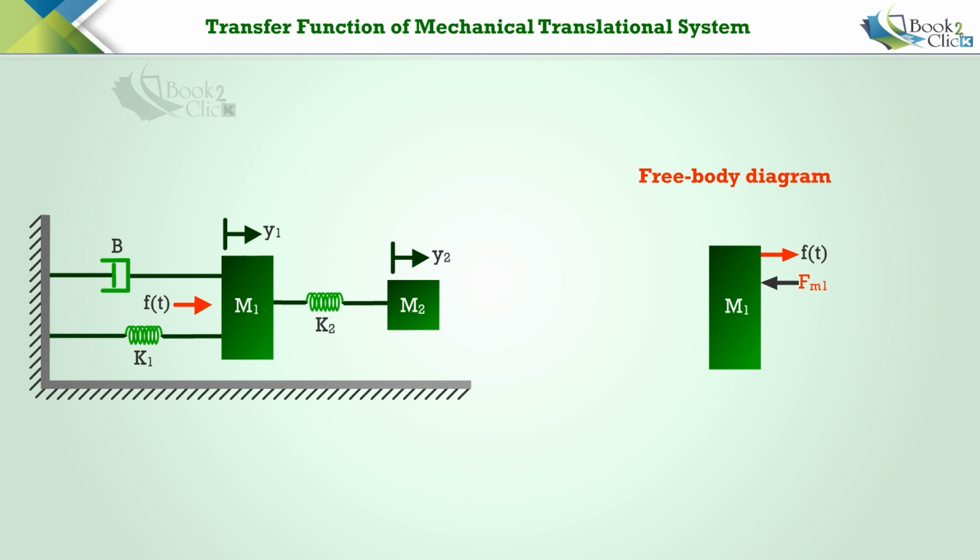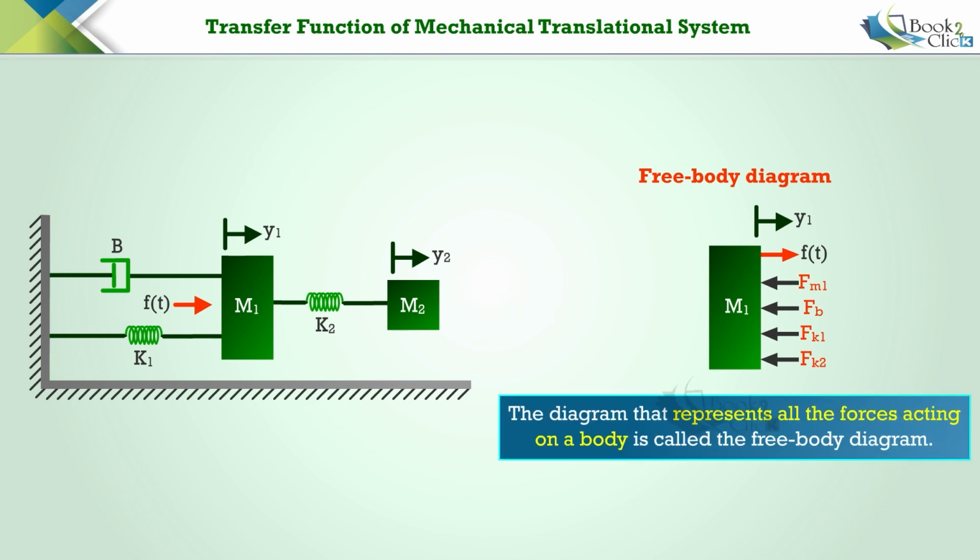F M1 is the force due to mass M1. Fb is the force due to dash pot B. F K1 is the force due to spring K1. And F K2 is the force due to spring K2. Y1 is the displacement of the mass M1. The diagram that represents all the forces acting on a body is called the free body diagram.